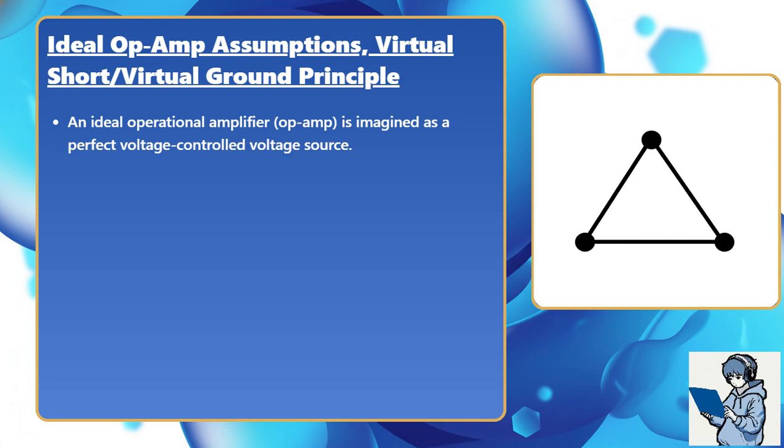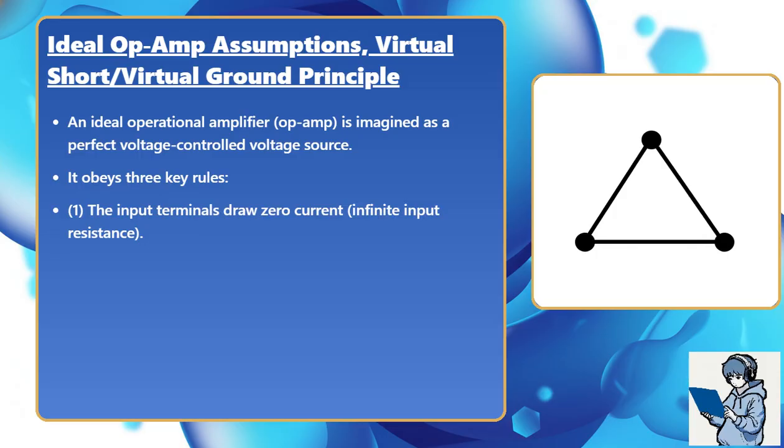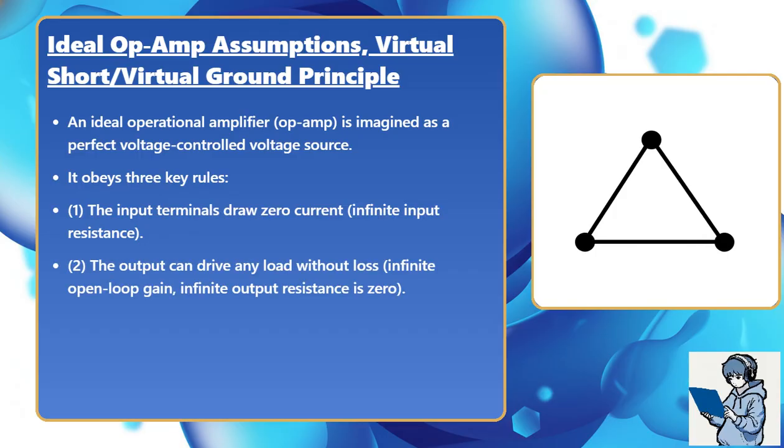An ideal operational amplifier, op-amp, is imagined as a perfect voltage-controlled voltage source. It obeys 3 key rules. Number 1, the input terminals draw zero current, infinite input resistance. Number 2, the output can drive any load without loss. Infinite open loop gain, output resistance is 0.